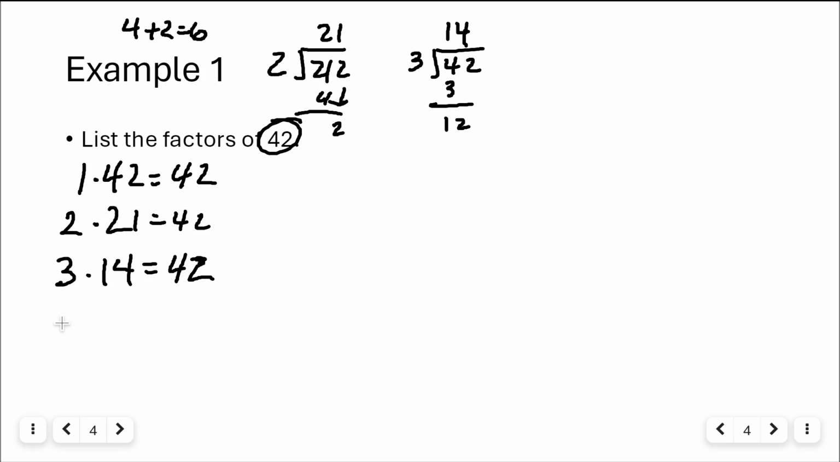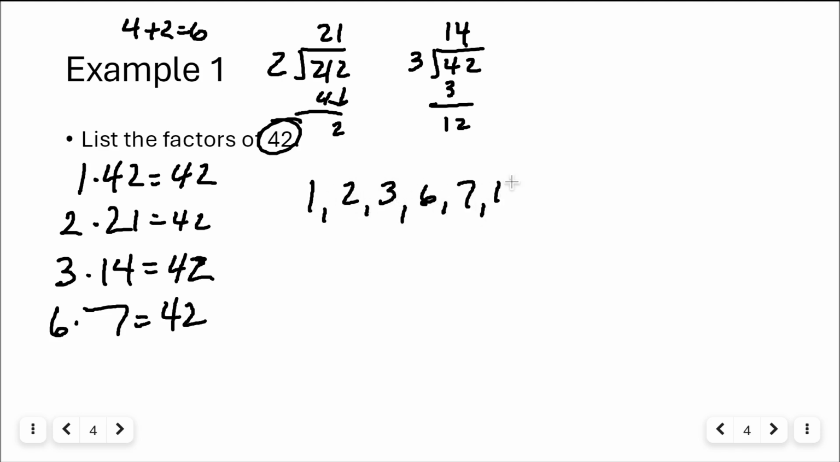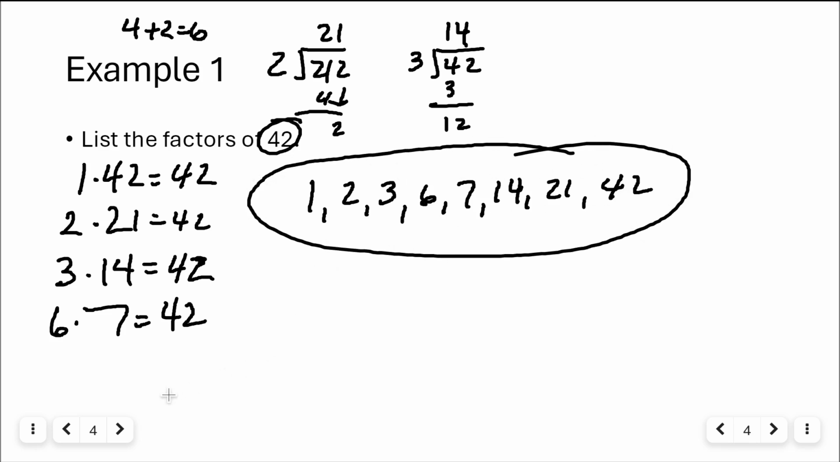4 times nothing will give me 42, not a whole number. 5's no good. 6 times 7 is 42. And I'd say that's about it. No more. So what are our factors of 42? 1, 2, 3, 6, 7, 14, 21, and 42. There are 8 factors in total of 42. Those are the 8 numbers where, in combination, if I multiply them, I get 42.